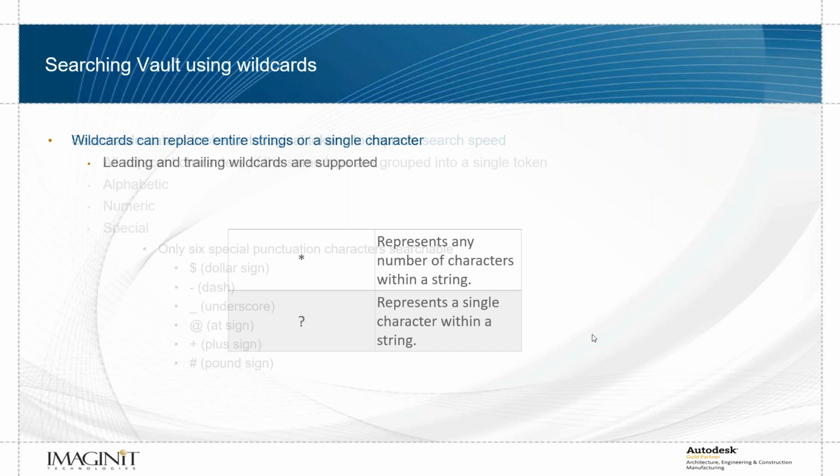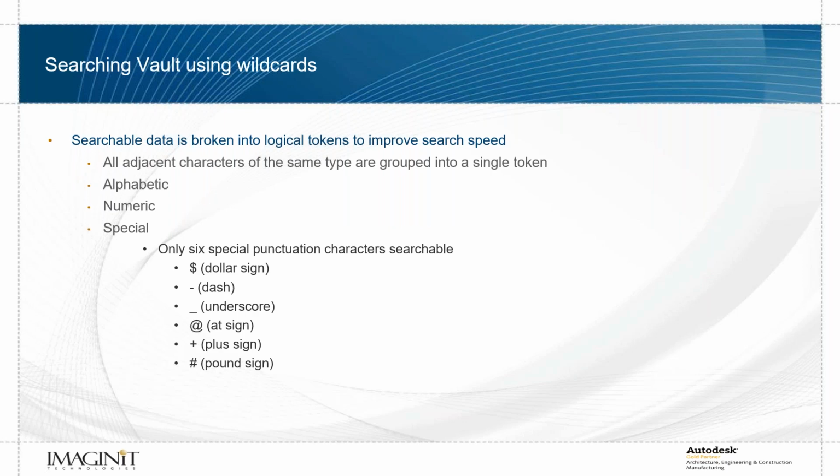Tokens, though, are going to be a little bit different. All of the data that is in here is broken up into these logical tokens. And this is really to improve search speed. So I'll give you some examples of some tokens here. But basically, all characters of the same type are grouped into a single token. So all alpha characters, all numeric characters, and special characters. And when we say special, it's those 6: $, dash, underscore, at, plus, or pound.